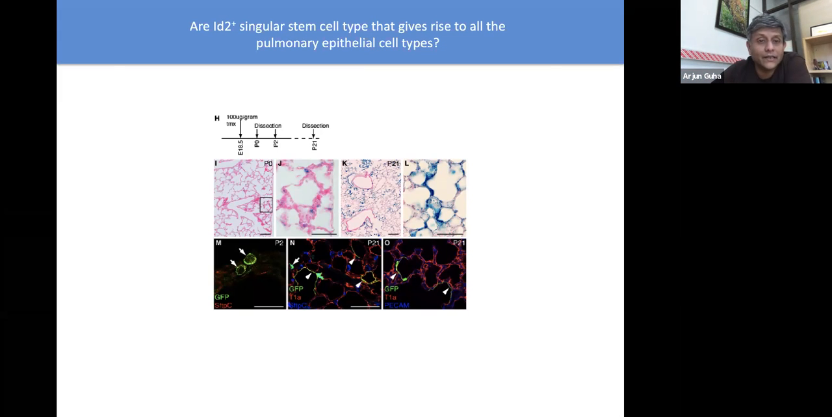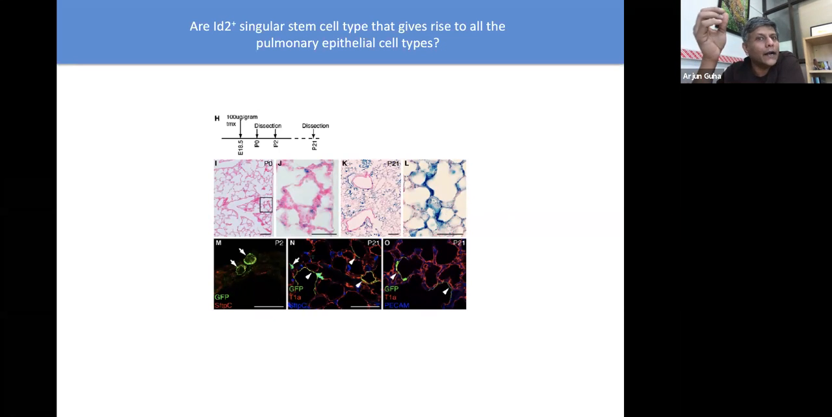So for example, when Emma found ID2 as a marker for these distal progenitor cells in the developing lung, she looked at whether there were any ID2-like cells in the adult lung. The truth is, there is ID2 expression in the adult lung, but it is not in an undifferentiated population of cells, but in a differentiated population of cells. So ID2, for example, is expressed in the adult lung in the context of, say, alveolar type 2 cells, or in some airway epithelial cells.